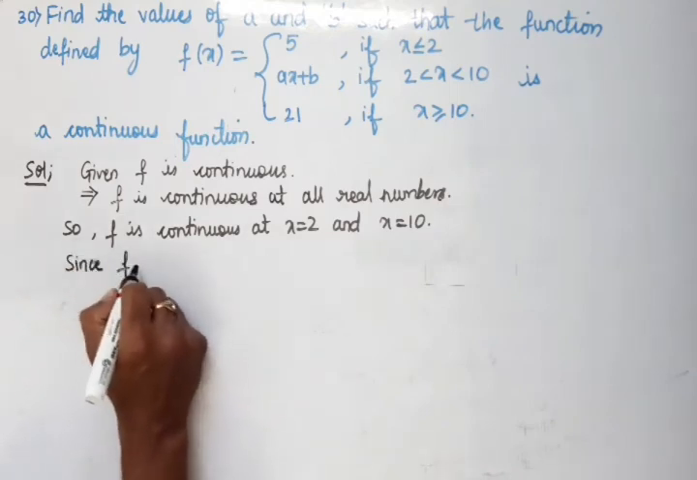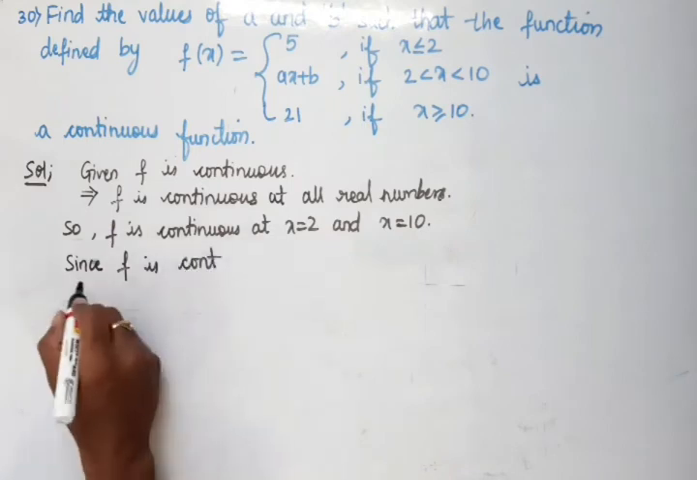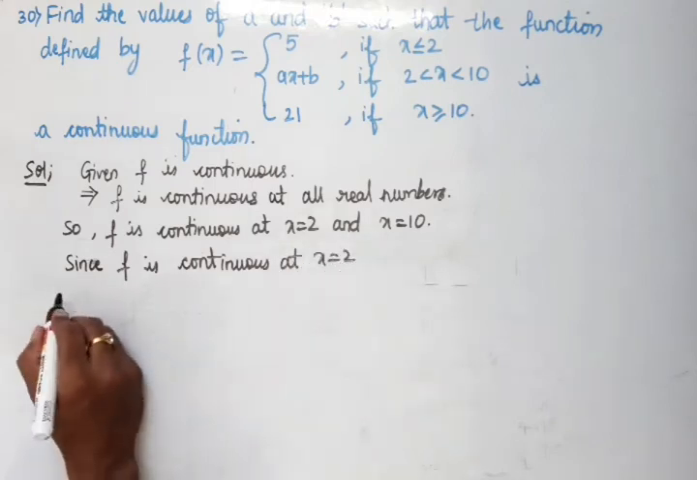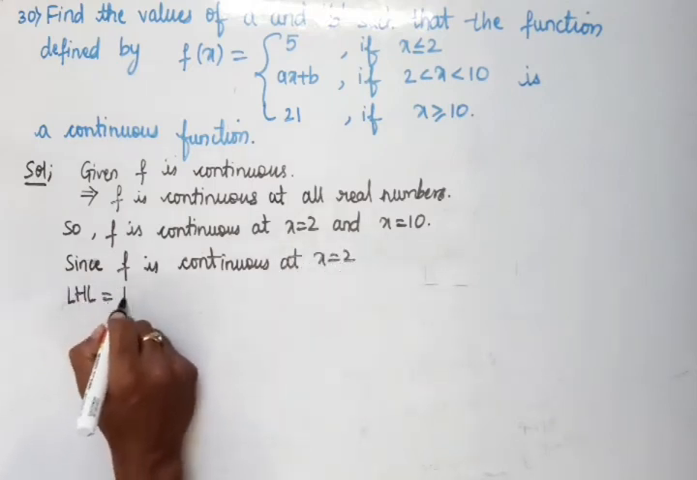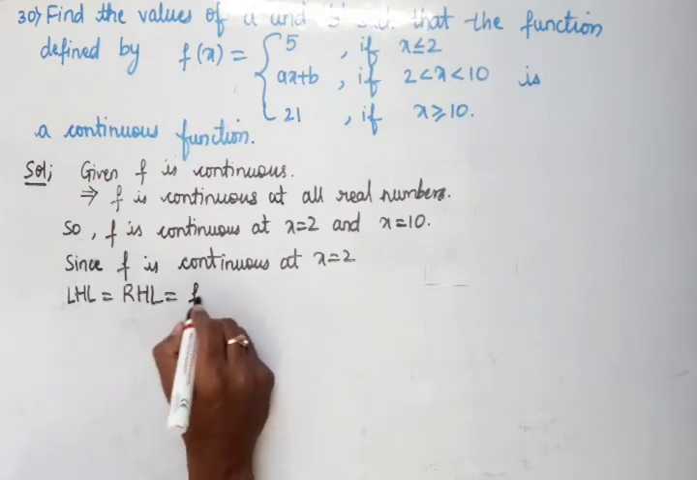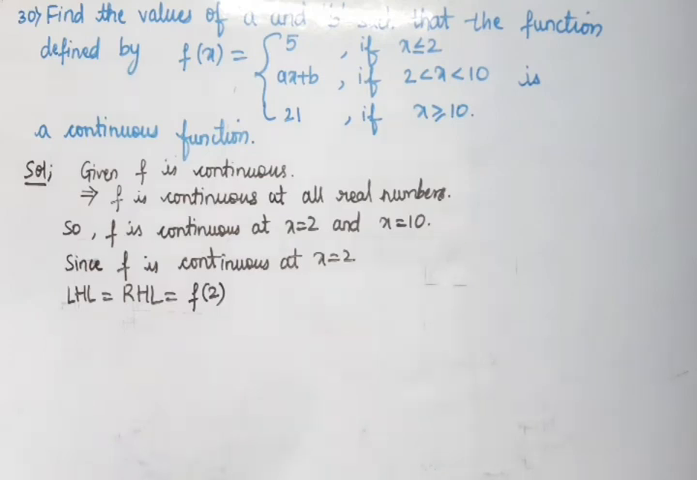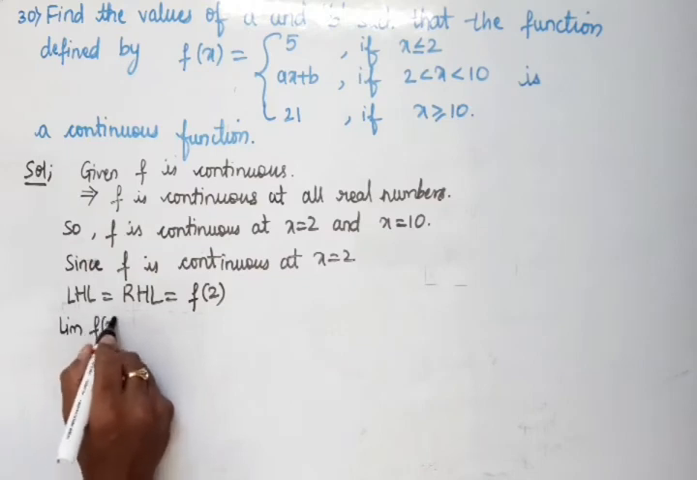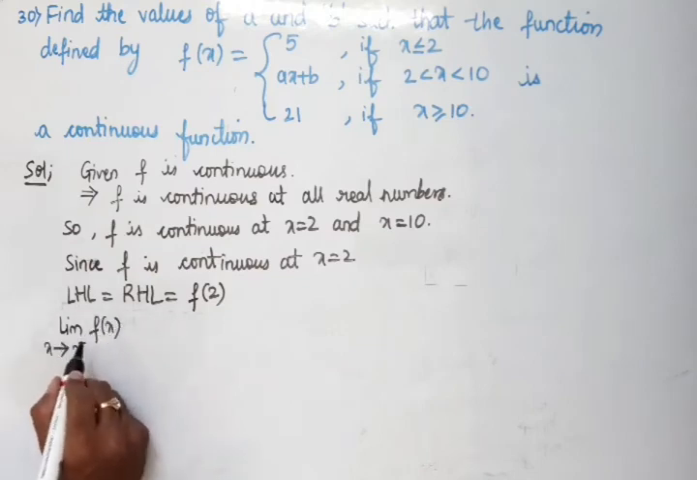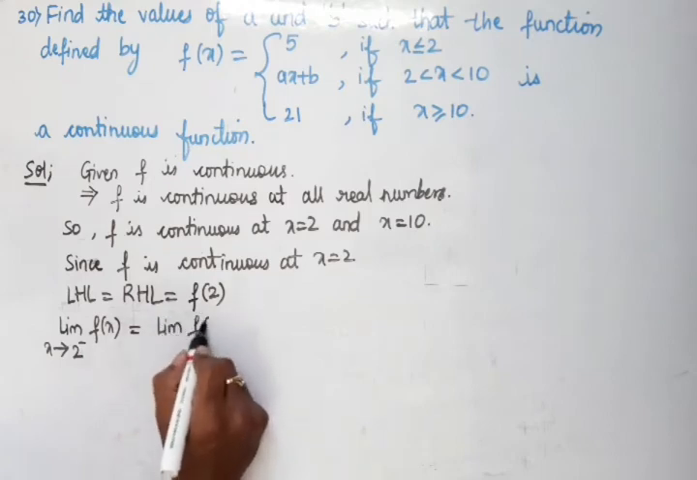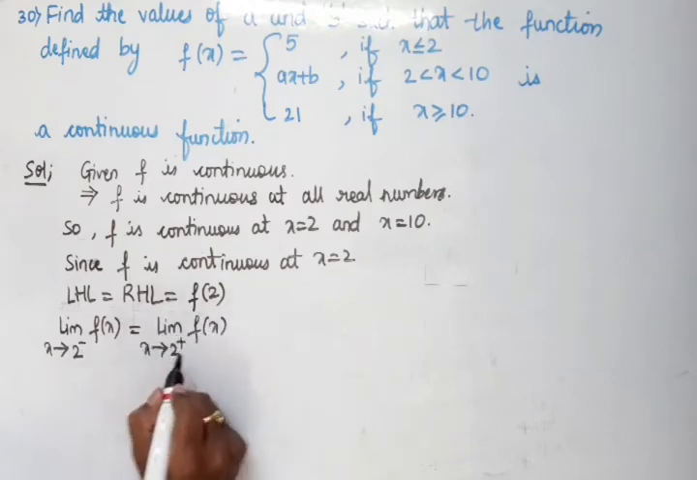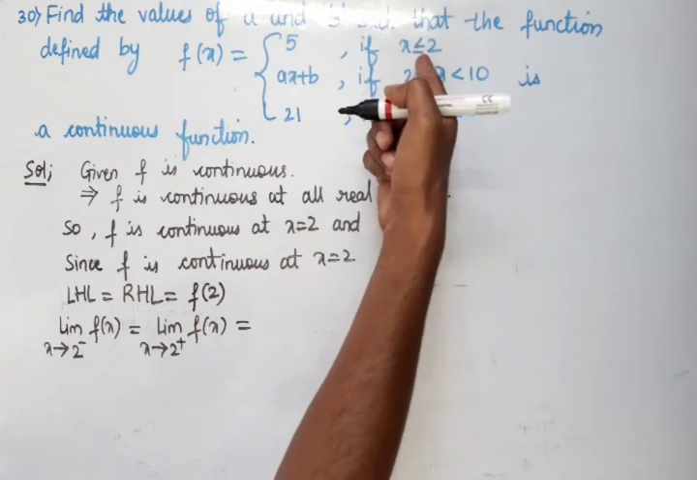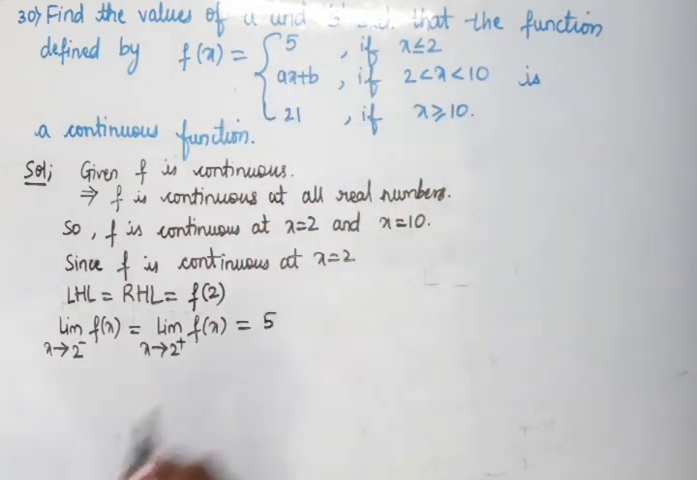Since f is continuous at x is equal to 2, we have LHL is equal to RHL is equal to value of the function at the given point. So what is LHL? Limit of the function f of x as x tends to 2 minus is equal to limit of the function f of x as x tends to 2 plus is equal to the value of the function at x is equal to 2. At x is equal to 2, which branch? First branch. Here the value of the function is 5. So it will be 5.